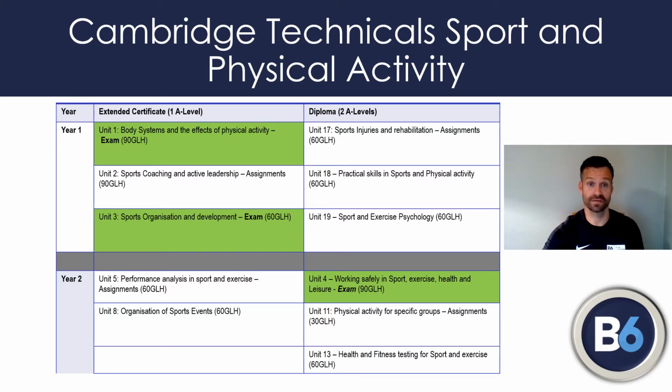As I've said previously, there is the option to do the extended diploma as well, which would be 3 A levels and an increase in units there. Within the units, you have the body systems, which covers things like the skeletal system, the muscular system, respiratory, cardiovascular systems as well, and obviously they say that that'll be assessed through an exam.